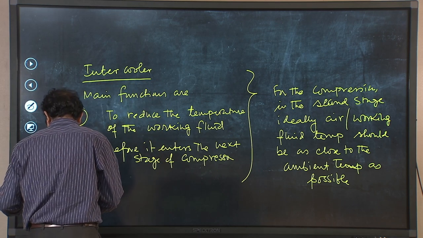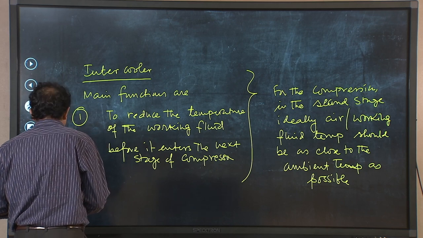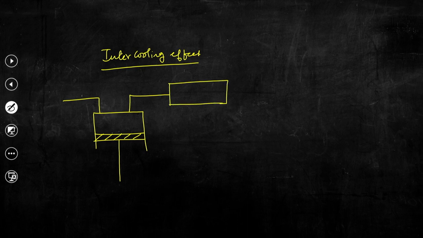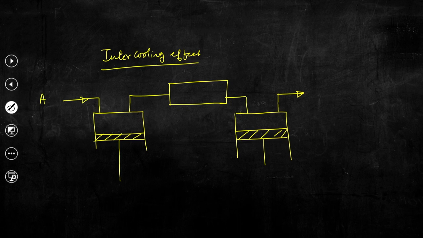Okay. So, with this, let us schematically discuss this intercooling effect. I am writing here: intercooling effect. Air is coming in, then it is taken to another mechanical component, then to another compressor. This is the air intake.